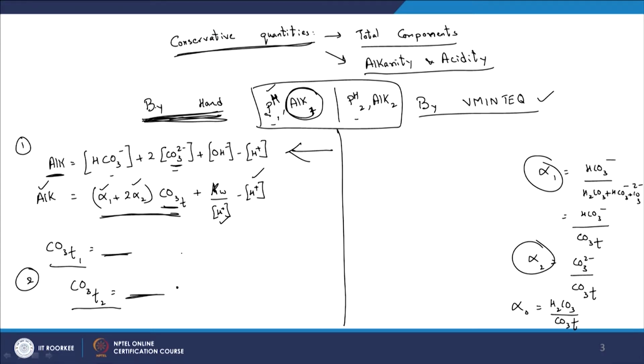The key is we are still looking at by hand. So again, what's this particular case that we know? We know that again alkalinity is equal to alpha 1 plus 2 alpha 2 times CO3 total plus Kw by H plus, minus H plus.